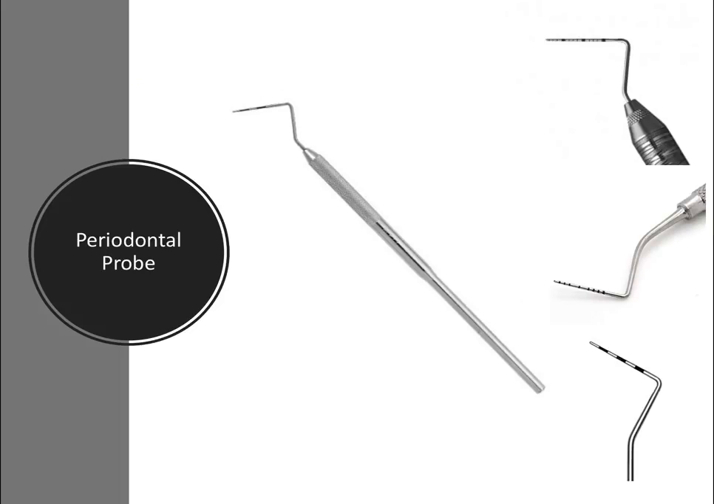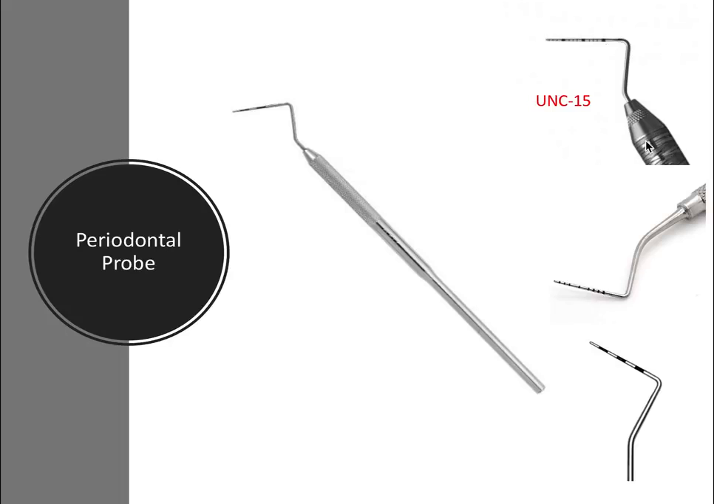Next, we have the periodontal probe, and this is used to measure the pocket depth between gum and tooth to detect the presence of gum disease. Of course, they can also be used to measure other things like width of teeth, amount of overbite, and things like that. So we have a couple different measuring designations depending on the type of probe that you use.